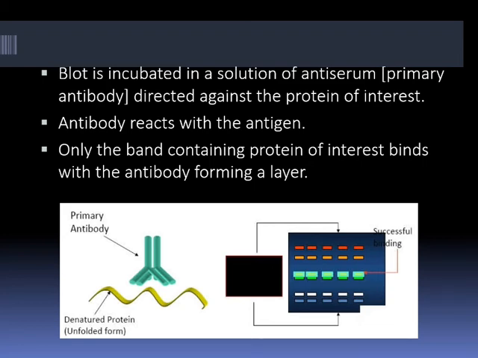This will go and bind only the particular target protein which is of interest. So the antibody reacts with this antigen. Only the band containing the protein of interest will bind with the antibody, forming a layer. You can observe in the picture the denatured protein in unfolded form, and then the primary antibody has been bound on it.